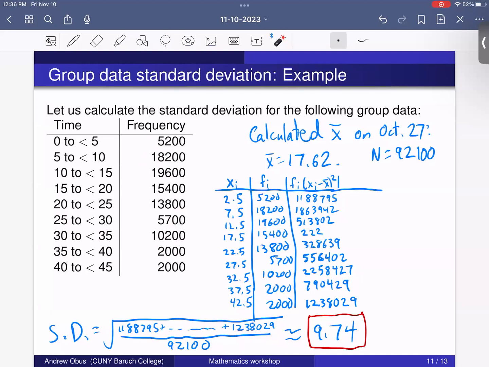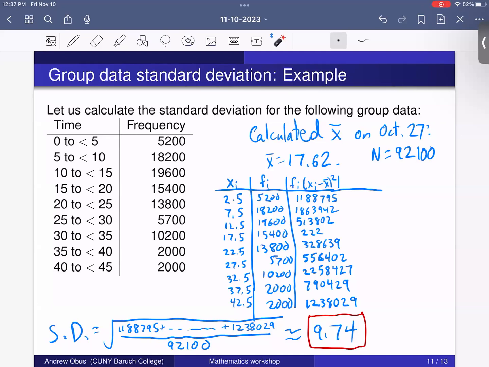Okay, so calculating standard deviation for group data can be a little bit annoying. There's a lot of calculations to do, but you just have to follow the formula. And the key is calculating this quantity. First, you have to calculate the mean, which we did 2 weeks ago. And then you have to calculate the frequency times the distance from the midpoint to the mean squared. And once you have all of that, you just add them all up together, divide by the total number of measurements, and then take the square root. And this is your group data standard deviation. If you want to check my work after class, you can do that, and you'll get 9.74.